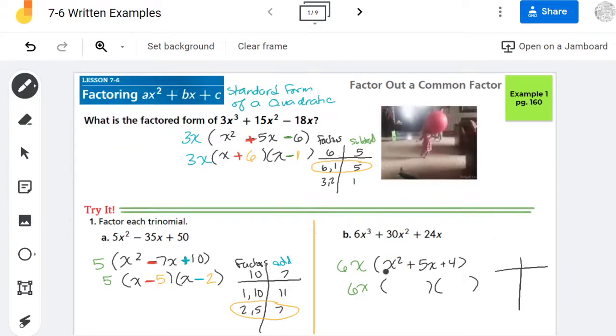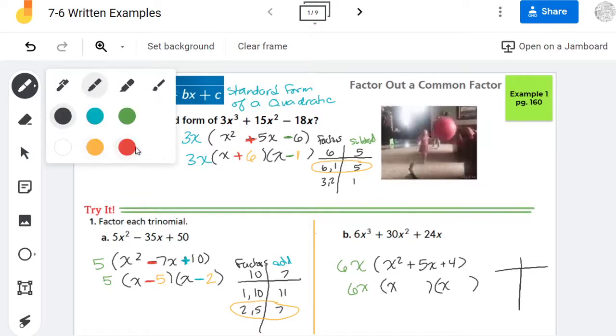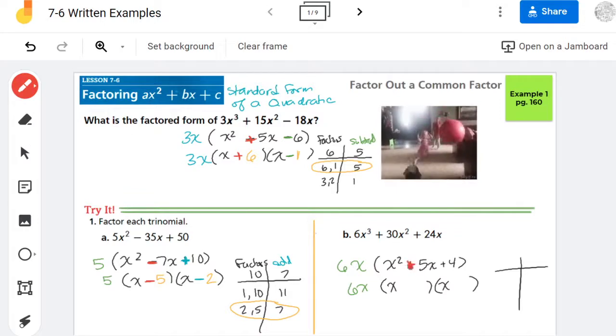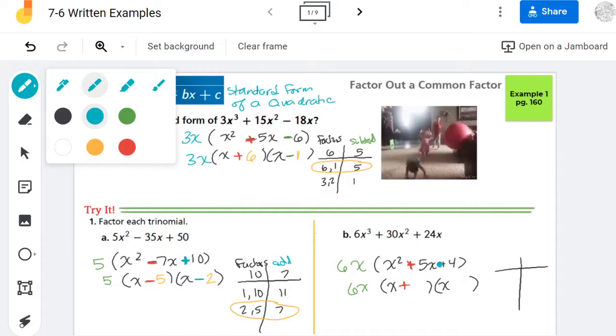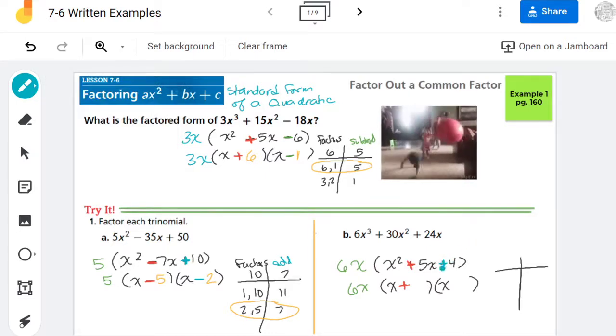So here's my double bubble. I have a square and a linear term, so I know I need an x and an x. My first sign falls down. And then I look at that second sign. Because this second sign's a plus, I know I need matching signs down here. I also know that I'm going to be adding on my little factoring table.